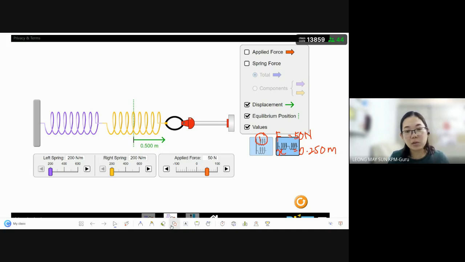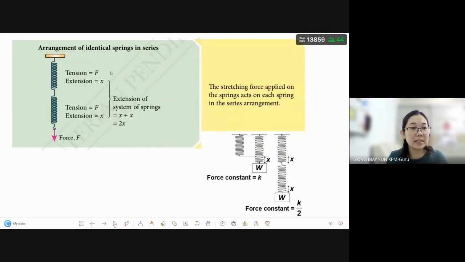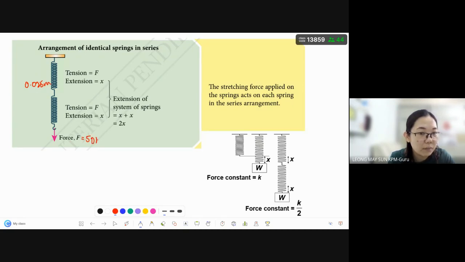So what does it mean? In series, when you have the same amount of force pulling the two springs together, both springs individually will extend the same amount. For example, just now each extended 0.25 meter. So when the same amount of force, 50 Newton, is applied, both springs actually extended 0.25 meter. So the total extension is 0.50 meter. That's why the extension of the spring is 2x.